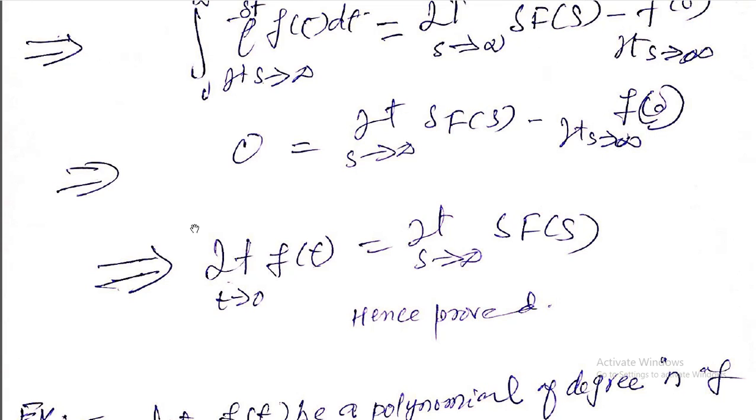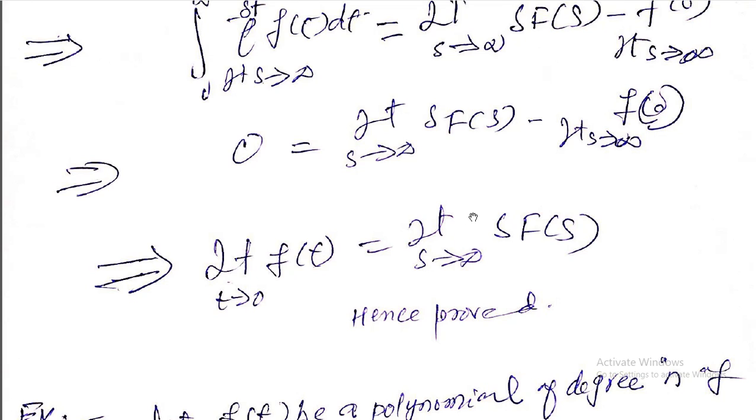I shifted this to the left hand side, and limit t tends to 0 of f of t, because this is f of 0, both are same. Instead of 0 I have put t, and t tends to 0. And f of 0 means f of t at t equal to 0, and limit s tends to infinity is f of s. So both are same. The theorem says that this term at t equal to 0 and this term at s tends to infinity both have the same value. So we have proved this.